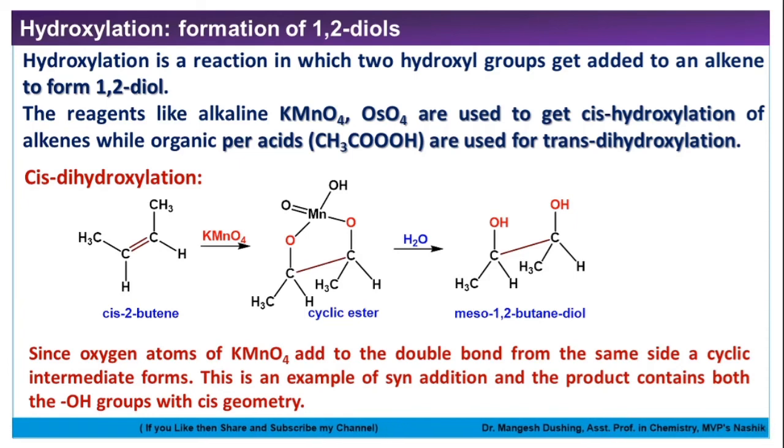Syn addition means similar side, on one side both hydroxyl groups add, and the product contains both hydroxyl groups with the cis geometry. So cis dihydroxylation, cis gives meso. Similarly, trans will give you the DL pair. DL pair means a pair of isomers, enantiomers.